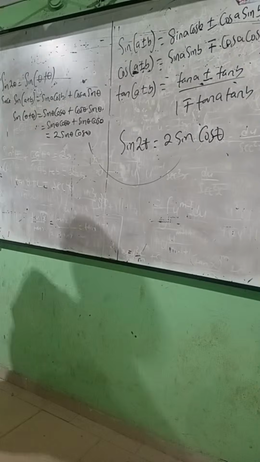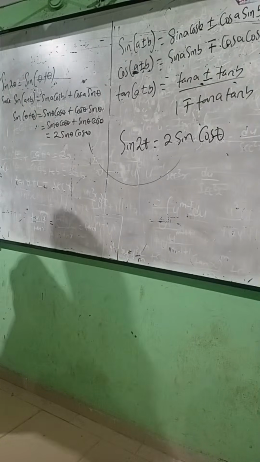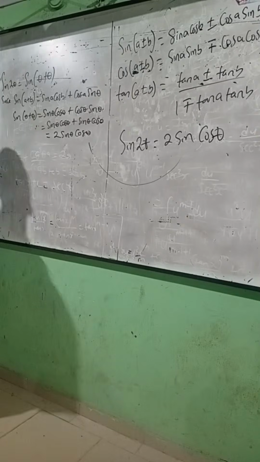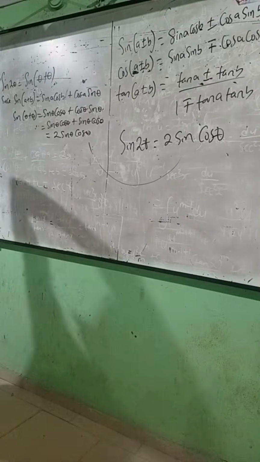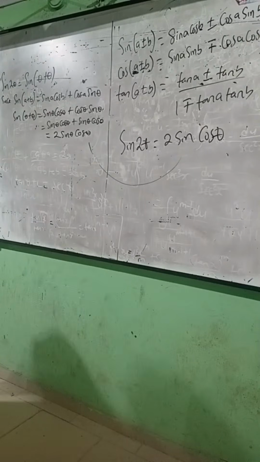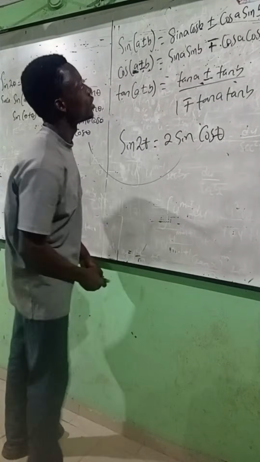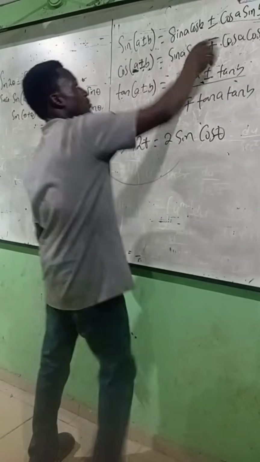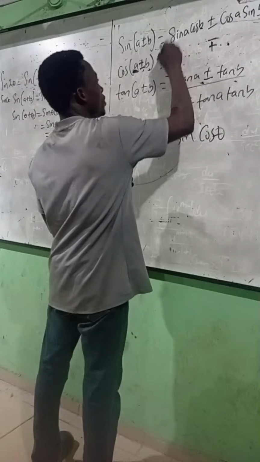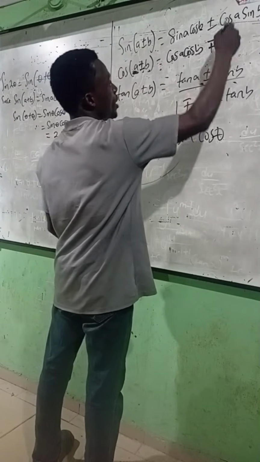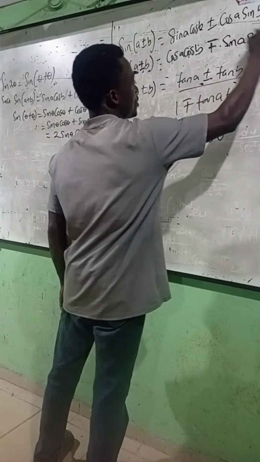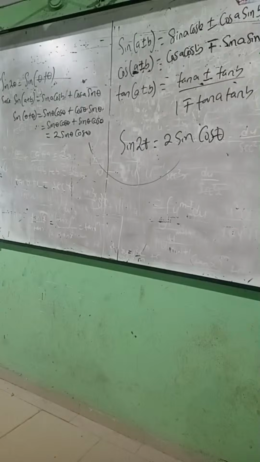Now, there are many identities. Let me remember. We also know that cos(A plus B) should be cos A cos B minus sin A sin B. Here I put plus or minus, here I put minus. Cos A cos B minus or plus sin A sin B.